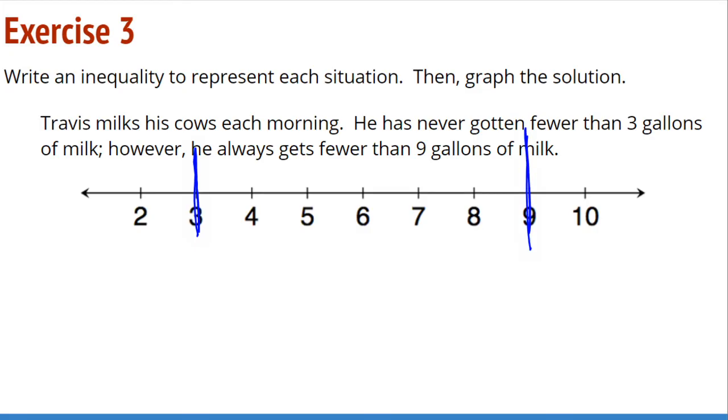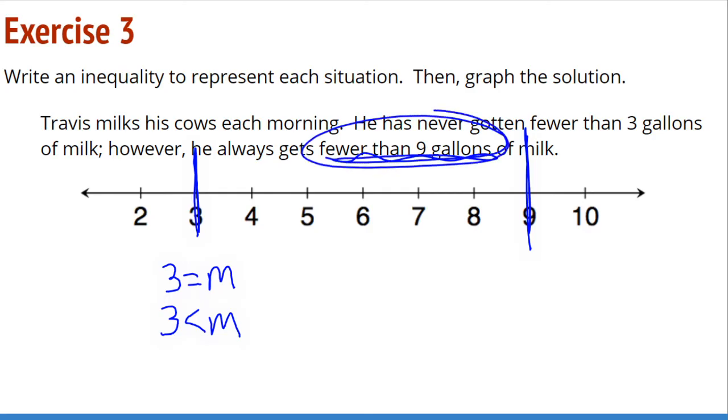He's never gotten fewer than 3 gallons, but when I read that, that tells me that he could be at exactly 3. So the amount of milk could be equal to 3, but it could also be greater than 3. But I also know that it's always fewer than 9. That doesn't include 9. It says fewer than 9. So the milk is always less than 9.